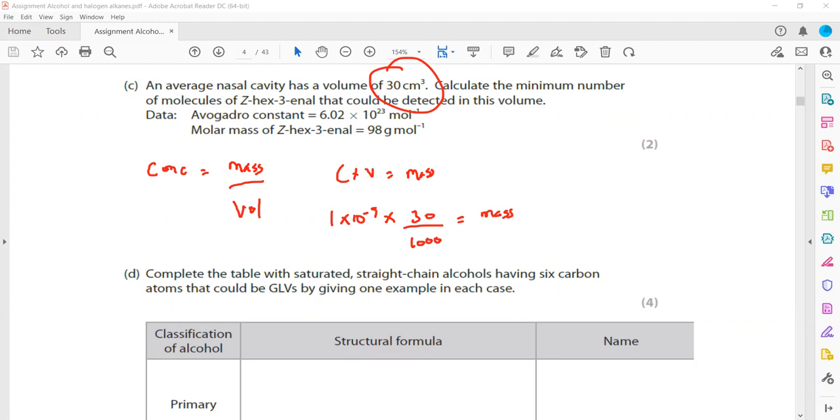After getting the mass, we can find the moles here. How to get the moles? We have the formula: moles equals mass in gram over molar mass. So the moles, which was the main question, equals mass in gram, which is this whole answer, 1 × 10 to the power minus 9 multiplied by 30 divided by 1000. This will give us the total mass.